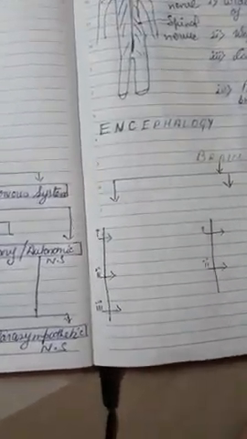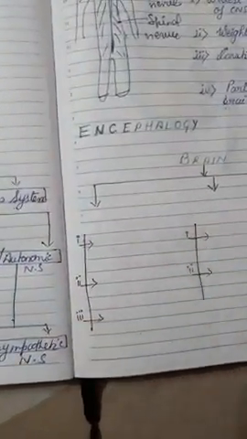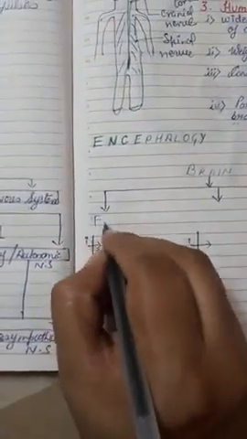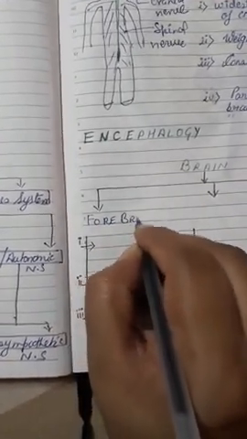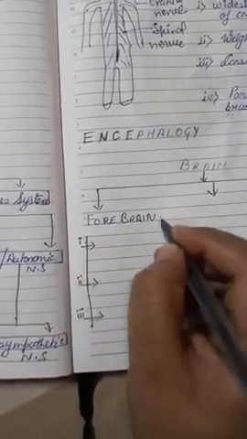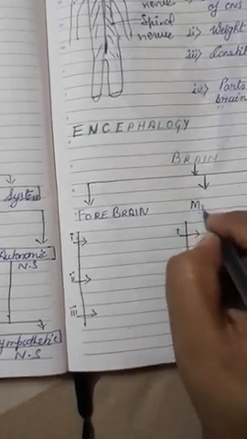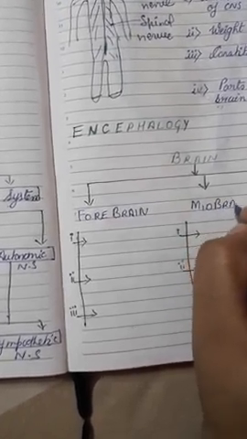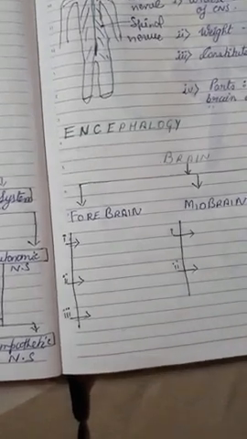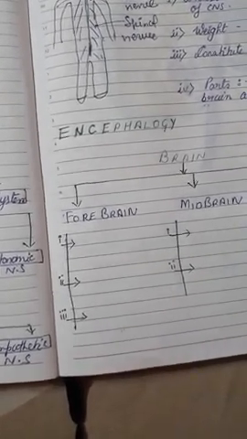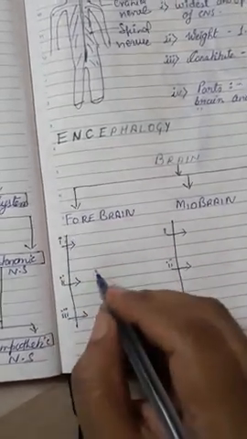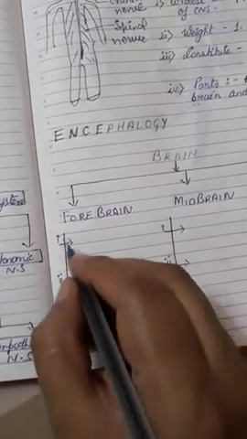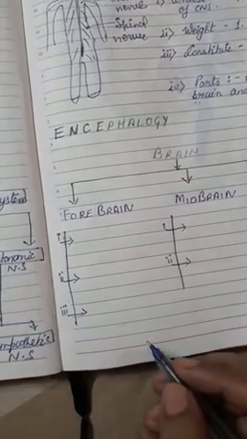So your brain is divided into three different parts. First one is your forebrain. Then there is a midbrain. And then there is a hindbrain. Your forebrain is further divided into three different parts or segments.